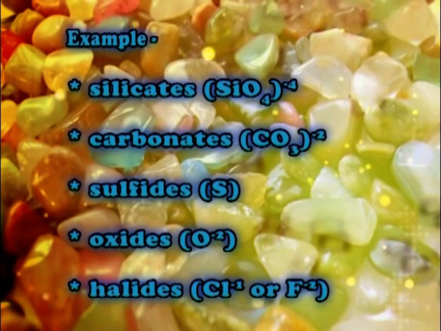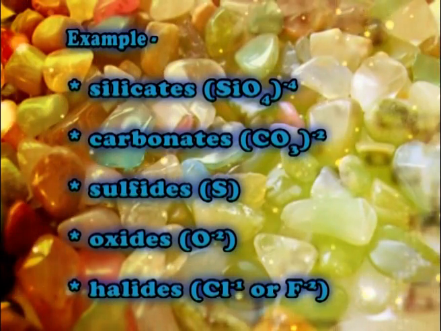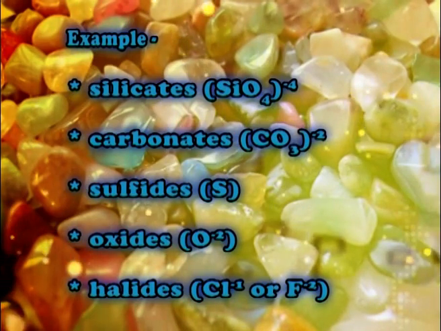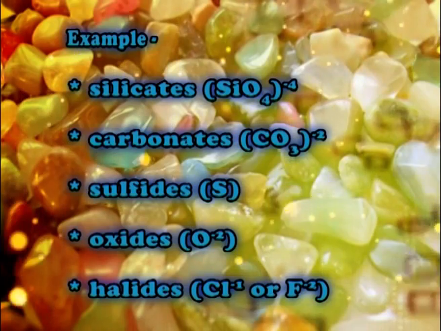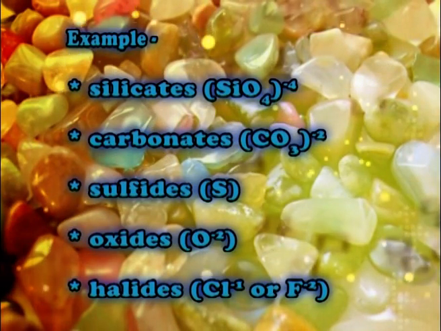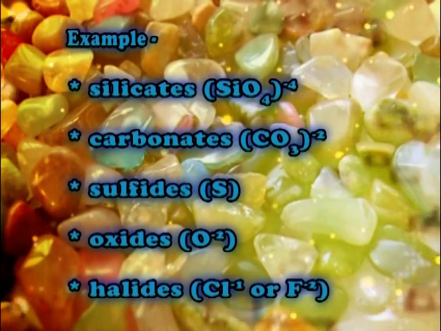Example, silicates, SiO4 with a charge of -4; carbonates, CO3 with a charge of -2; sulfides; oxides with a charge of -2; and halides, that is chlorine with a charge of -1 or fluorine with a charge of -2. The minerals in each group often display similar properties and are commonly found together due to their similar chemical composition.